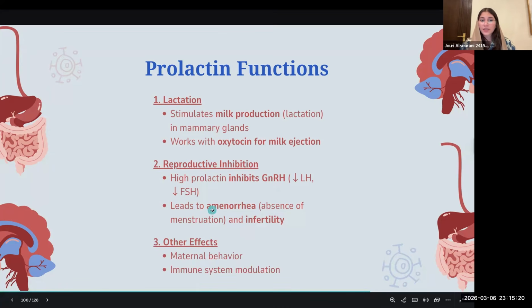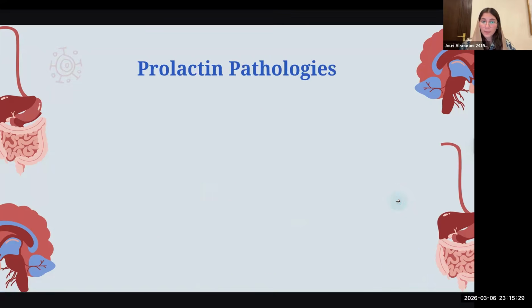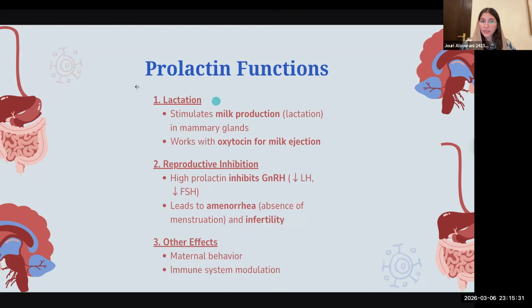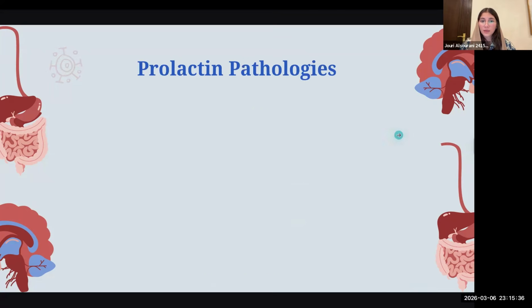And some other effects that prolactin has is generally it influences maternal behavior, and also it has to do with immune system modulation, okay? But the most important thing definitely will be lactation, okay? The production of milk in mammary glands.